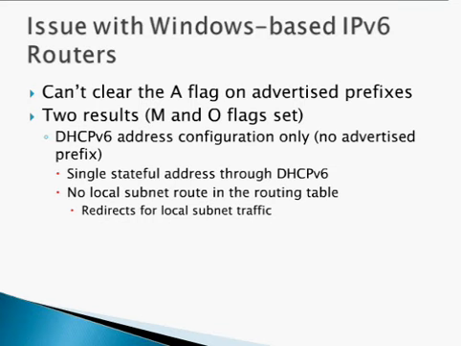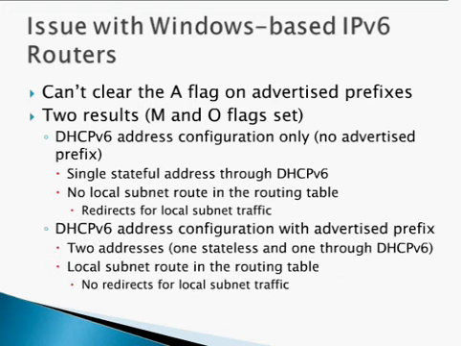So that's one result. Don't advertise the prefix. You just use DHCPv6. I get a single address, but no corresponding local subnet route and corresponding redirect situation. Or I can do DHCPv6 address configuration with an advertised prefix, in which case I get two addresses. One that's stateless, advertised through the RA, because when Windows advertises an RA, the A flag is always set, and one through DHCPv6. The good point is that because I advertise it through the RA, the OL flag in the RA is also set, and I get a local subnet route in the routing table. In other words, no redirects for local subnet traffic.